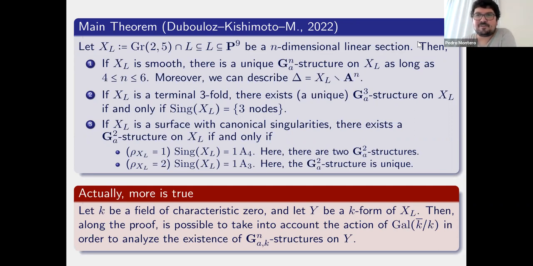Okay. So that's the... Pedro, I have a question. Yes. You consider the Grassmannian G(2,5). Yes. You take its hyperplane section. Yes. And you say if it is a threefold, then blah, blah, blah. If this is a surface, then blah, blah, blah. But how can it happen? It has some fixed dimensions. This is a section of a hyperplane of your Grassmannian.